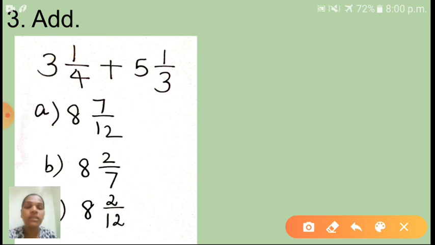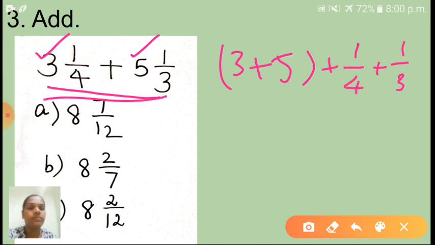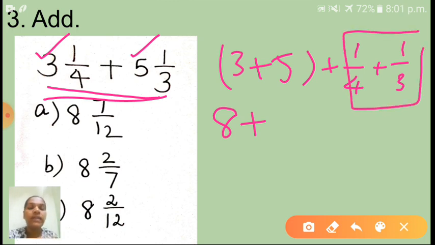So the whole part we have to add separately and the fractional part we have to add separately. See here children, this question is 3 1 upon 4 plus 5 1 upon 3. Here the whole part is what? 3 and 5. So 3 plus 5, plus what is the fractional part here? 1 upon 4 plus 1 upon 3. So 5 plus 3, what will come here children? 8. So 8 plus this fractional part.